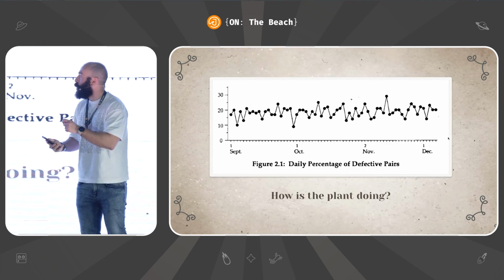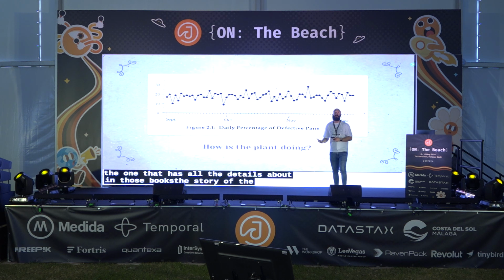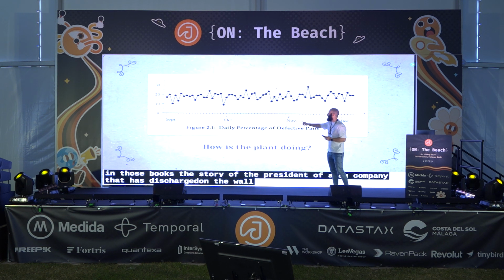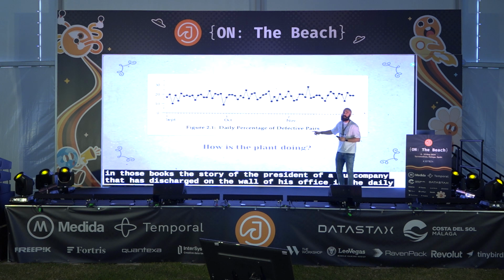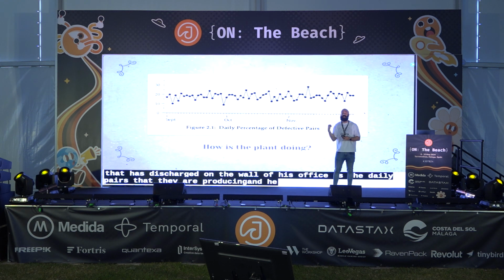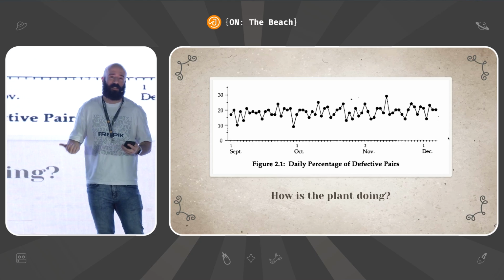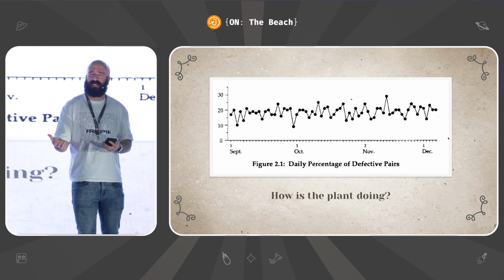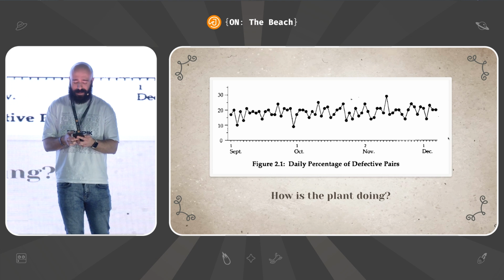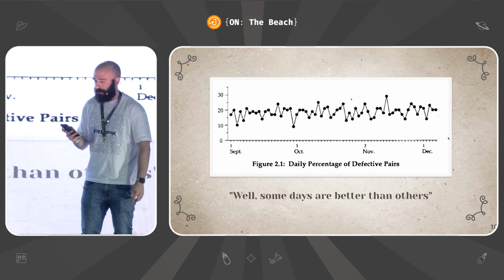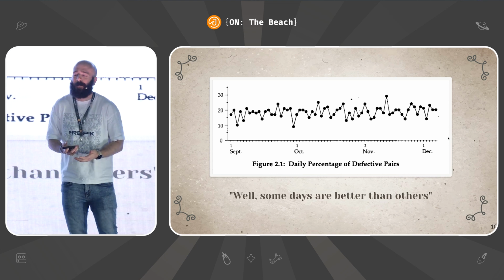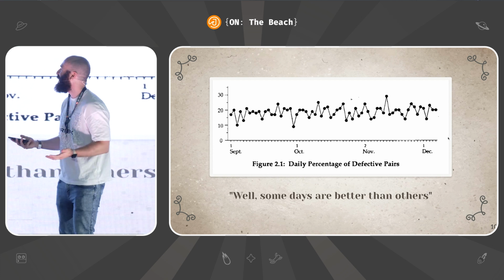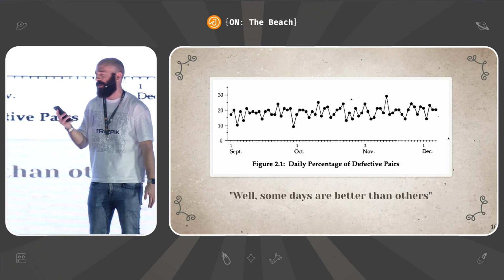In those books, Donald Wheeler tells the story of the president of a shoe company who has this chart on the wall of his office. It's the daily percentage of defective pairs that they are producing, and he claimed that he had it to know how his plant was doing. So somebody went there and asked, okay, given this chart, how is your plant doing? And the guy said, well, some days are better than others, which is a non-answer, really. He's not saying anything. He doesn't have a clue of what's going on.